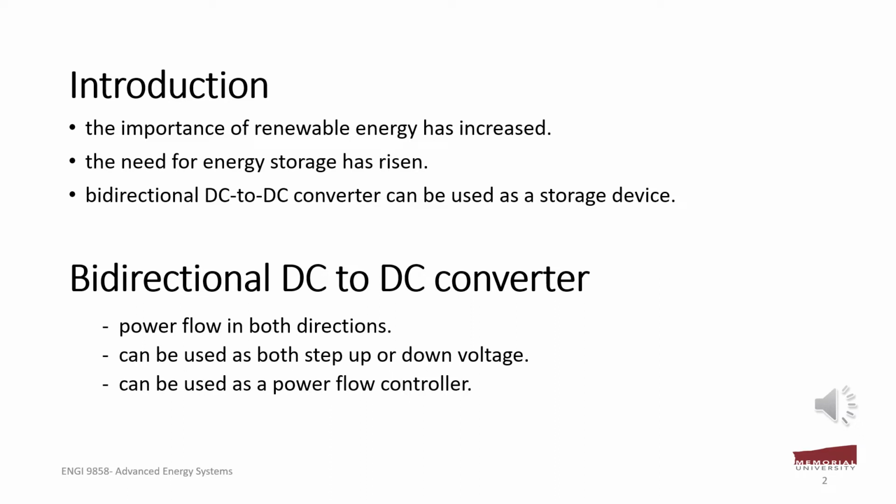Now, regarding bidirectional DC to DC converters, the traditional buck-boost converter operates only in one direction. Unlike those, bidirectional DC to DC converters allow the power to flow in both directions. They can also be used to step the voltage down or up. Bidirectional DC to DC converters act as power flow controllers in both directions.